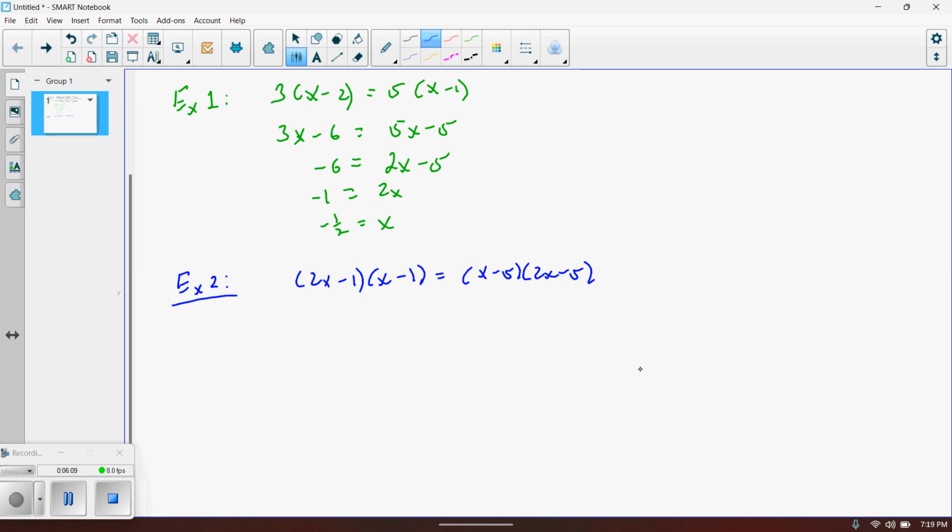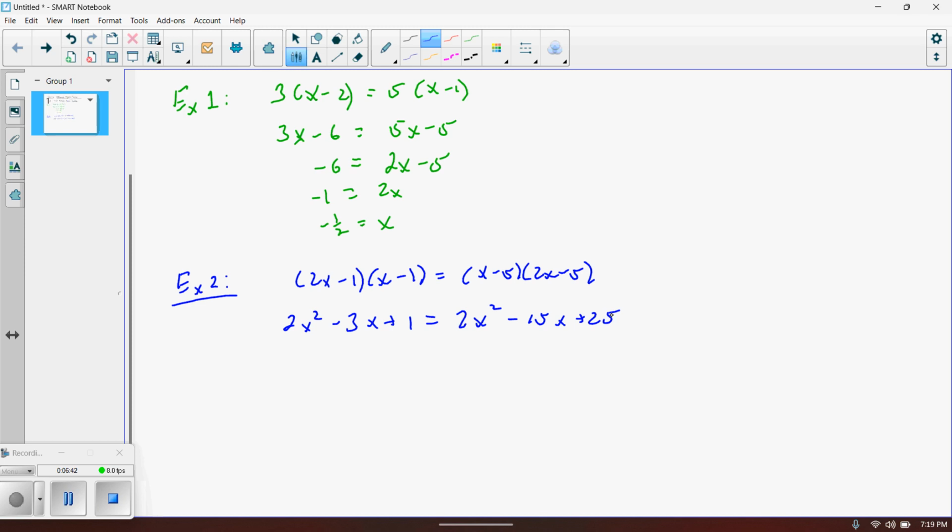Again, I have to assume you understand how to do that process. You will get 2x squared. Multiplying the outsides and the insides together, you get negative 2x and negative x, which combine to be negative 3x, and then plus 1. On the right-hand side, we'll get 2x squared. Multiplying the outsides and insides together, you get negative 5x and negative 10x, which adds to negative 15x, and then plus 25. That's supposed to be a 5.